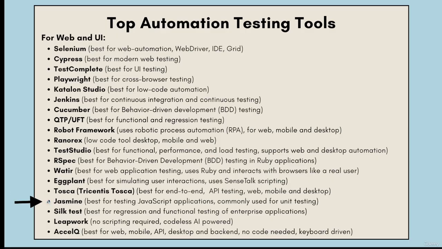Jasmine. Jasmine is best for testing JavaScript applications, commonly used for unit testing. It's open source and it's easy to use. There's no dependencies required. It supports behavior driven testing. So this is something more developers are going to use when they do unit testing.